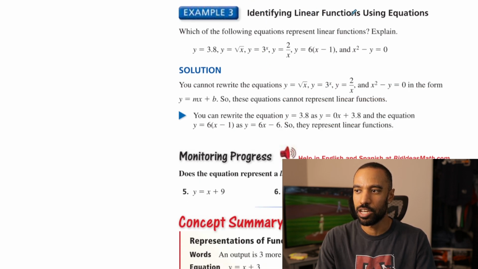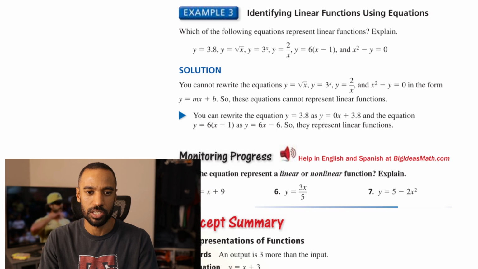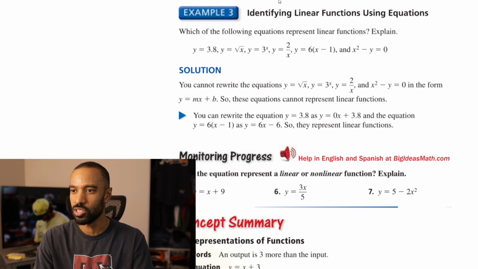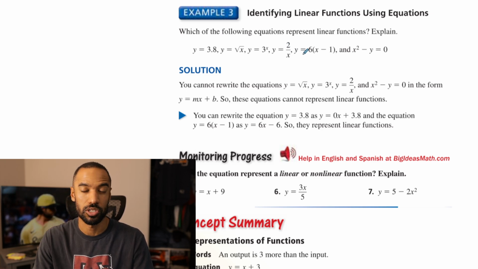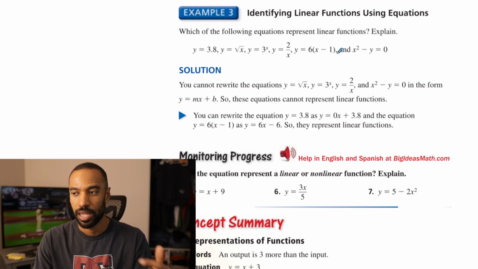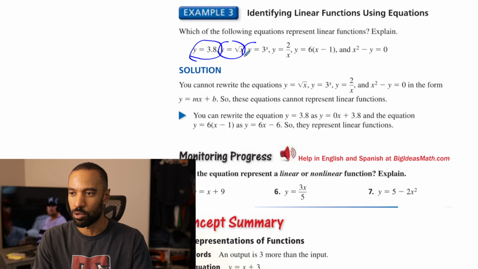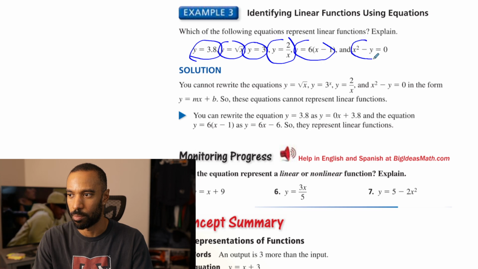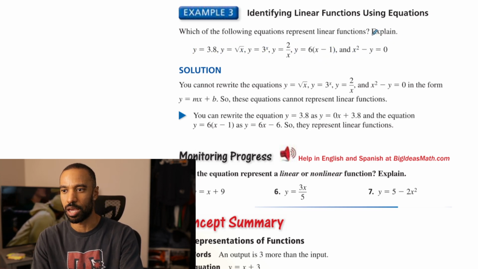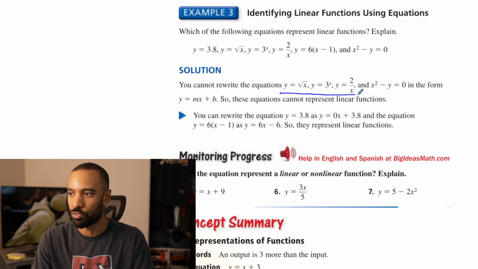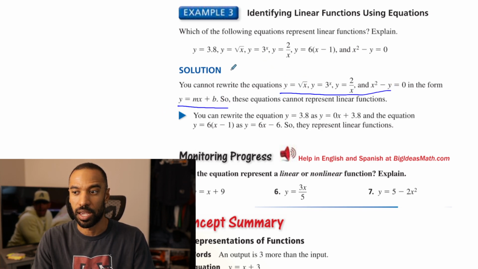All right, identifying linear functions using equations. Let's take a look at some of the equations and say, can we rewrite it in that form? All that kind of stuff. It seems like, based on this example, they might want us to do so, or at least indicate that if you can do it in that form, it's linear. We look at y equals 3.8, y equals square root of x, y equals 3 to the x power, y equals 2 over x, y equals 6 times x minus 1, x squared minus y equals 0. Six different examples. They're saying which of the following are linear functions. They're saying you can't rewrite these four in the form y equals mx plus b, and they're right.